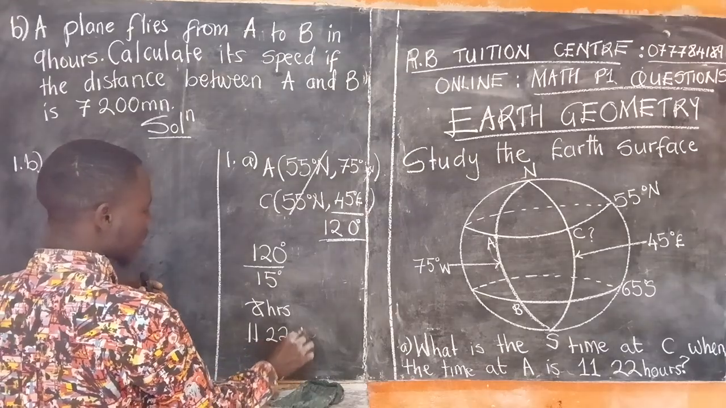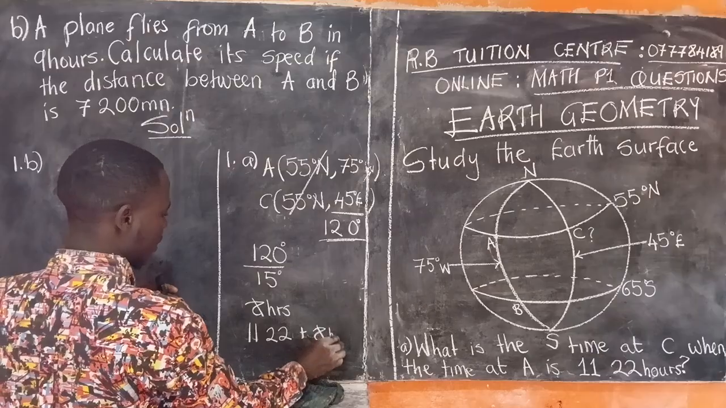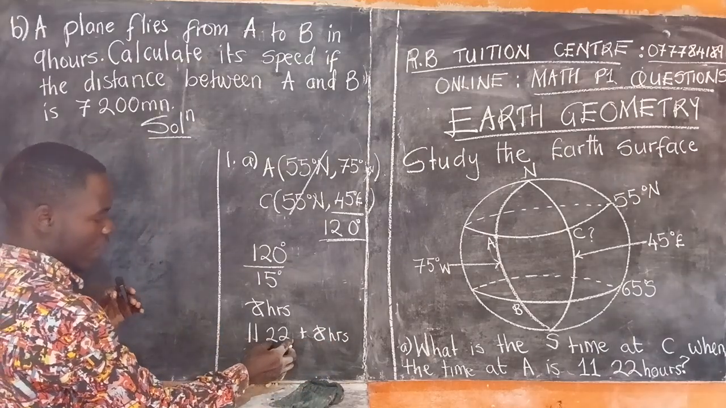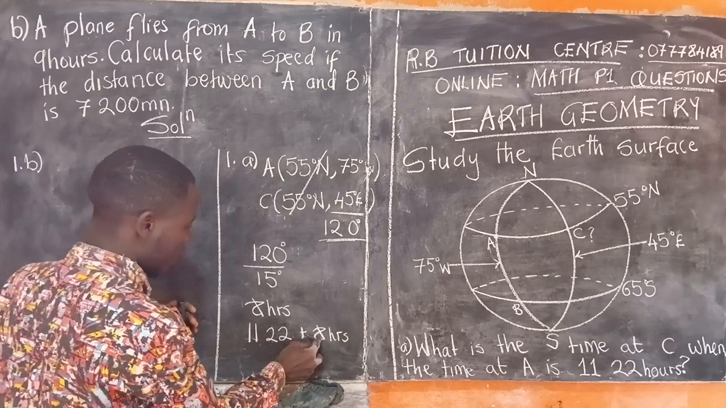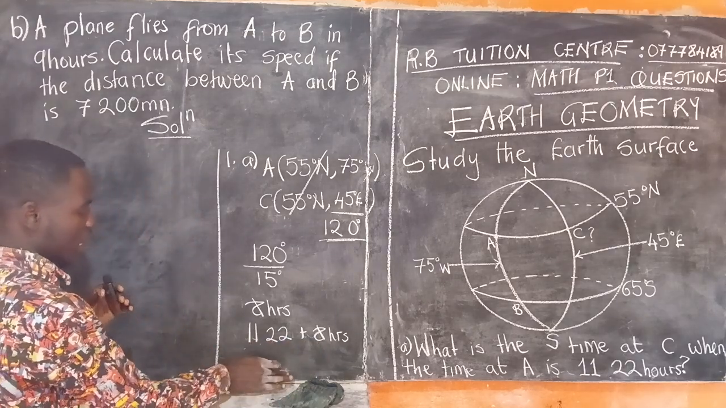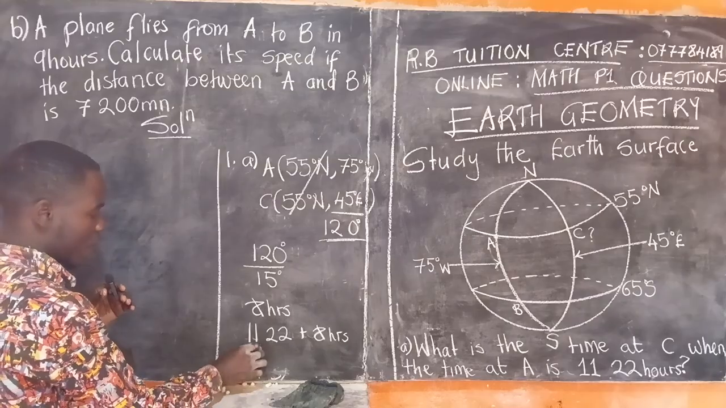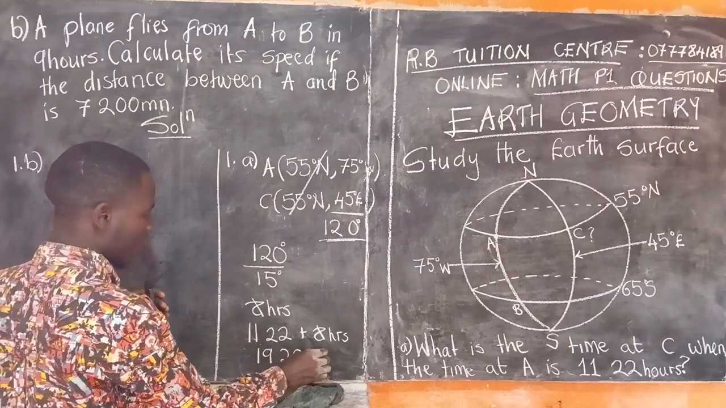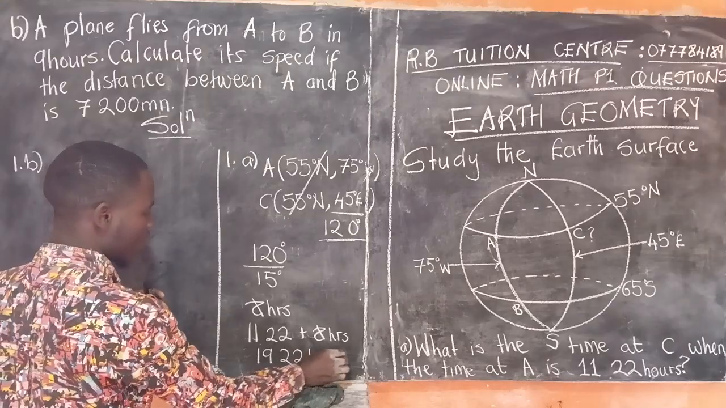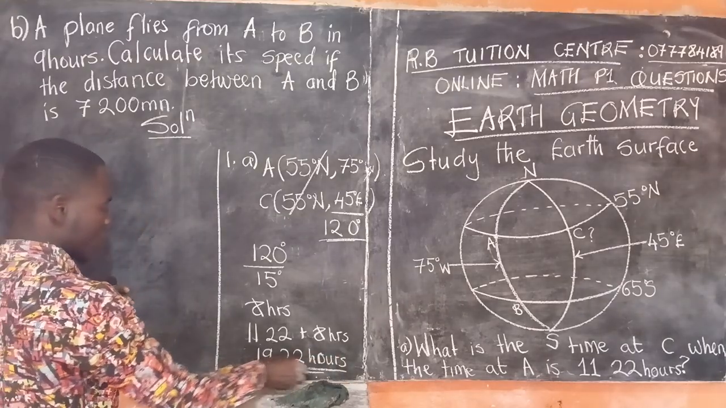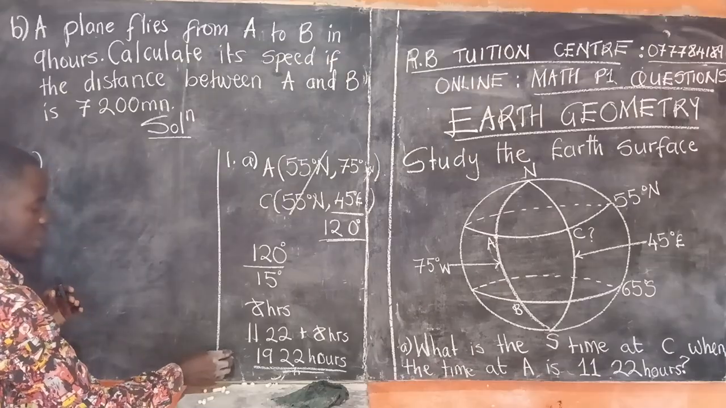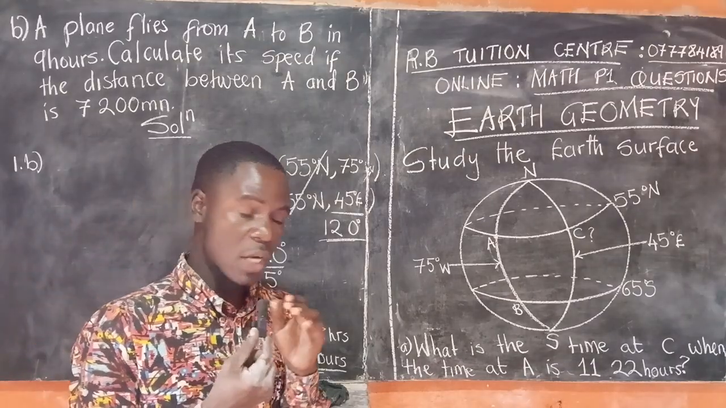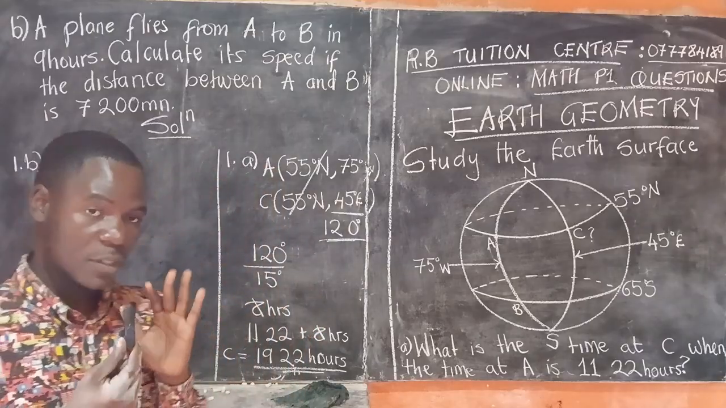So we say 11:22 hours plus 8 hours. The way it is, this 8 is added to these hours. You remember, these are the minutes. So this 8 plus this, the answer is 19:22 hours. So that's how you answer this question. The time at C is 19:22 hours. Here, you got to understand the steps very well.